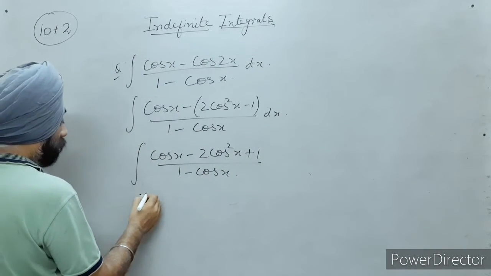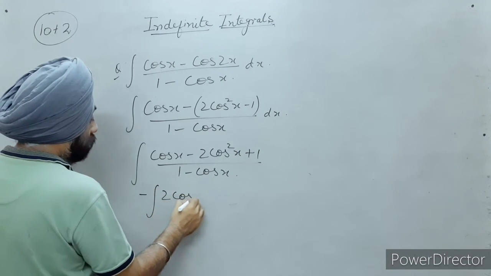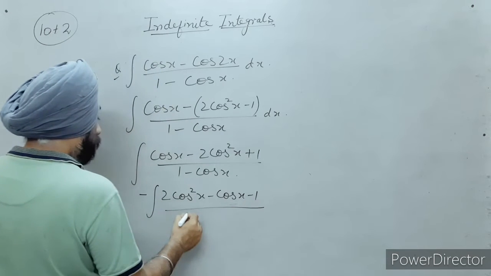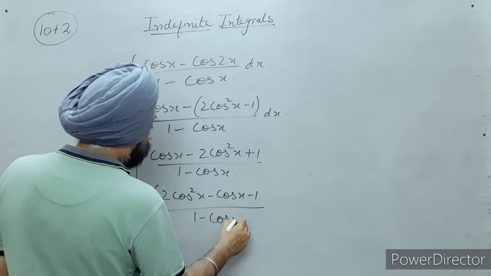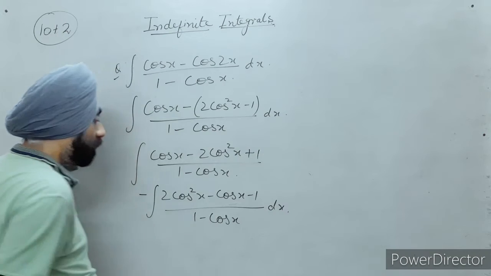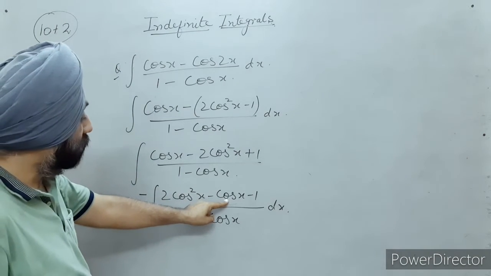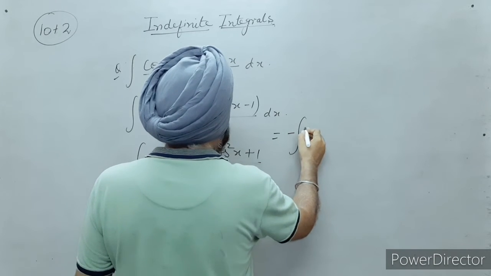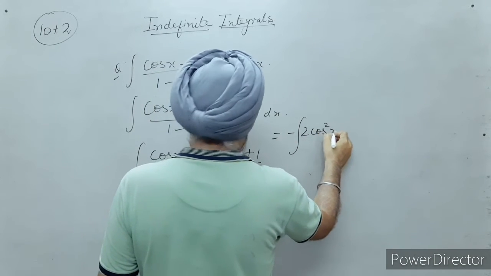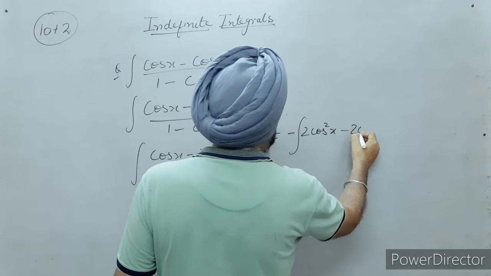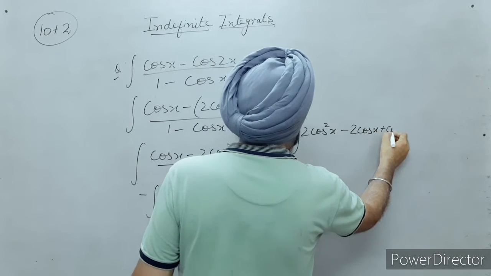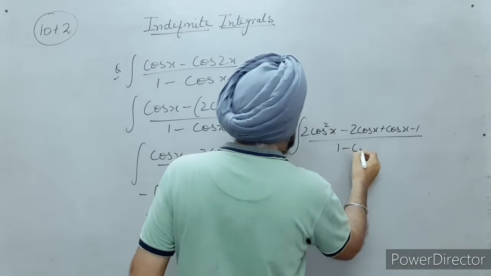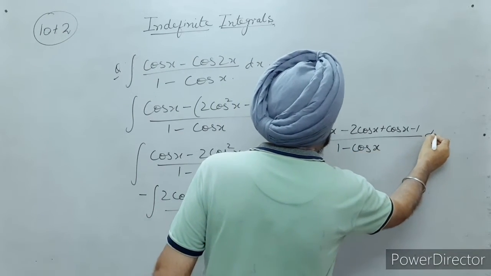Take out the negative sign common from here so that it becomes 2 cos square x minus cos x minus 1 divided by 1 minus cos x dx. Now just split this term. So what I get? Minus 2 cos square x minus, I can write this as 2 cos x plus cos x minus 1 divided by 1 minus cos x dx.